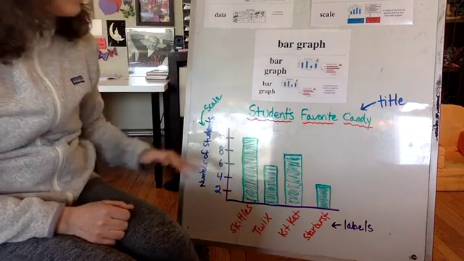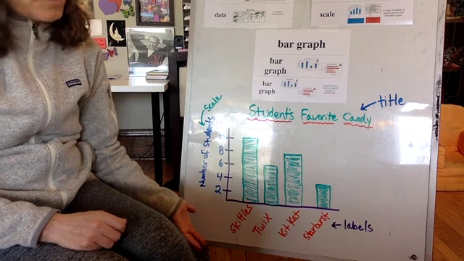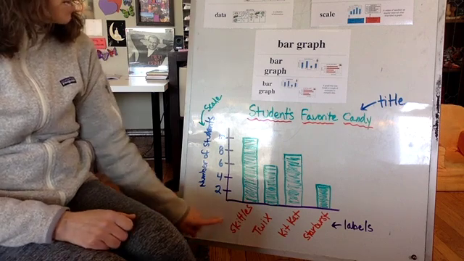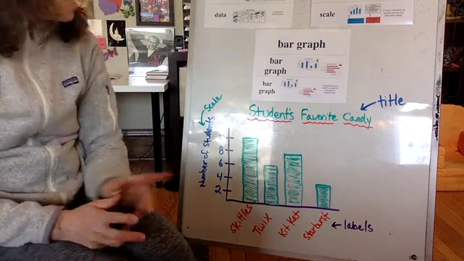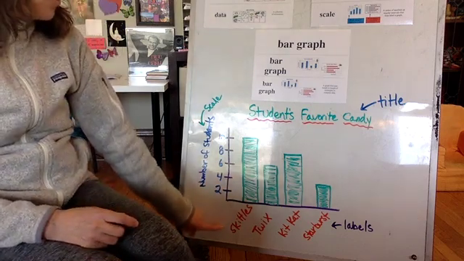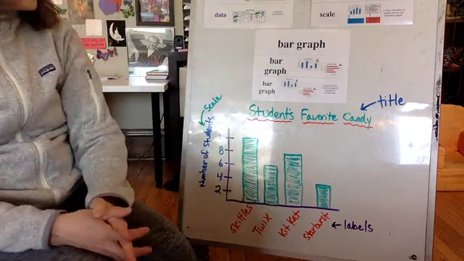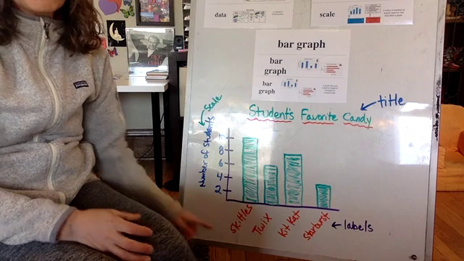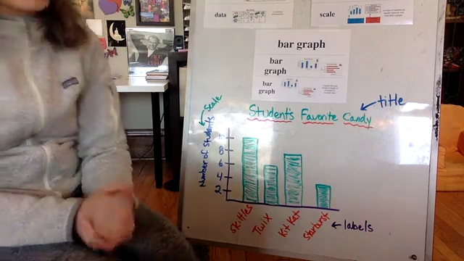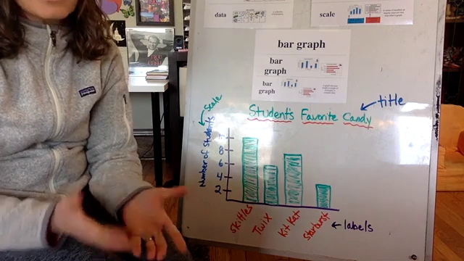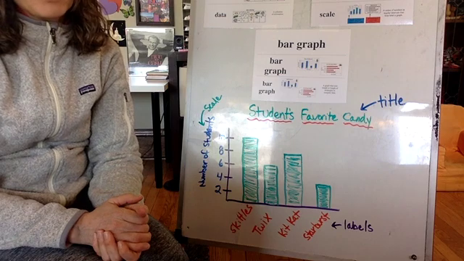That's the information we can see from this graph. But we can also find out all sorts of other information that we're going to be talking about over the next couple of days. Like we could find out how many total students I asked by adding up the number of students who liked Skittles, Twix, Kit Kat, and Starburst. We could also try and figure out who liked what candy the best, and how many students liked what candy the least. There's lots of information that we can find for a bar graph. That's why it's so important to be able to read it.